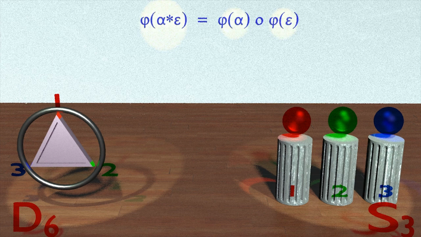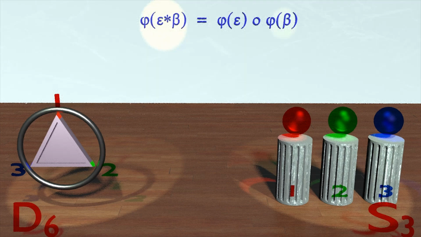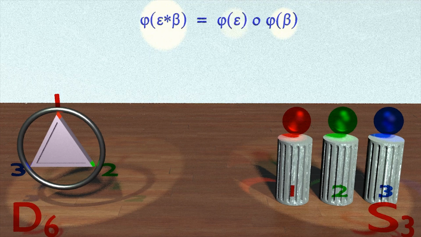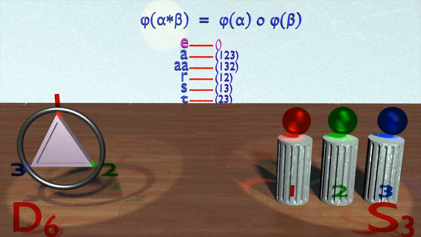We can make the same identical argument for identity star beta. Our answer on the left is just beta, and we map phi of beta. The right side can only be true if the identity maps to the identity. Another characteristic of the isomorphism is it always maps the identity to the identity.